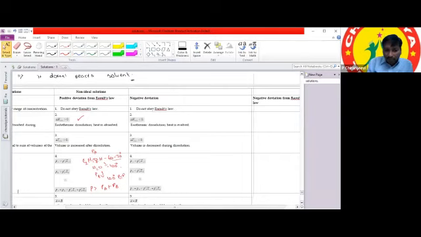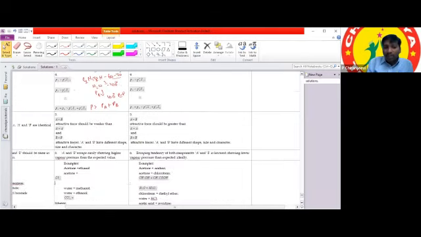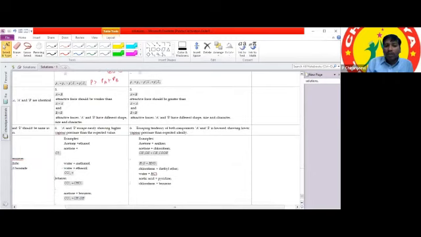Okay. Now let us see the next one. What are the examples of positive deviation non-ideal solutions? Once you check out, ma, what are the examples we are having here?